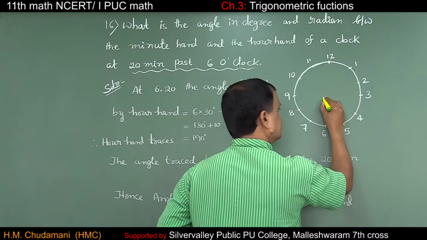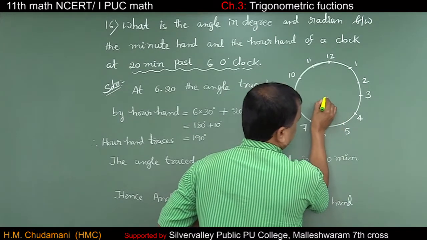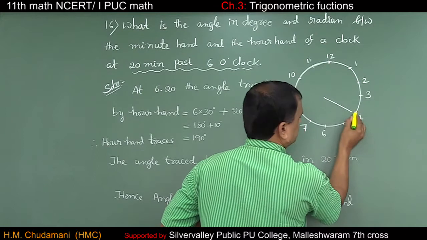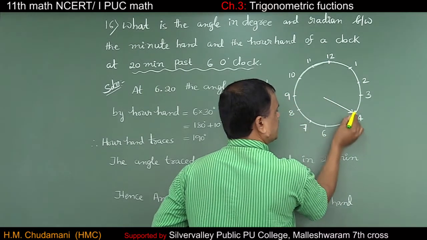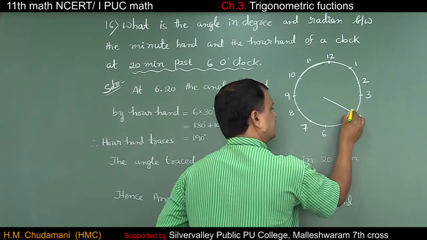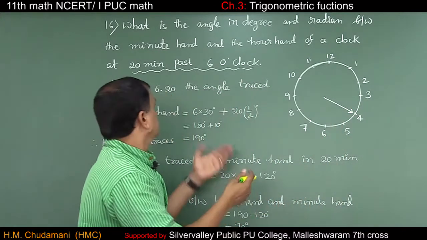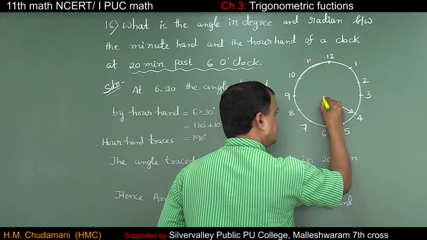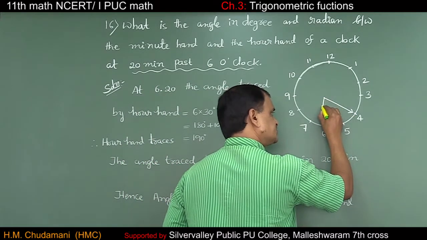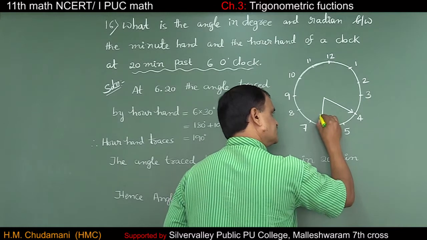20 minutes means the minute hand is at 4. And the hour hand, since it is past 6 o'clock, should be a little ahead of 6.